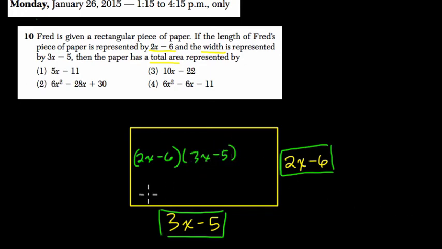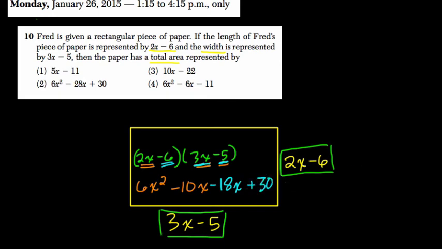To multiply this, I think of distributing 2x to both terms here and here. So 2x times 3x is 6x squared. 2x times negative 5 is negative 10x. Then I distribute the negative 6 to the 3x and the negative 5. So negative 6 times 3x is negative 18x, and negative 6 times negative 5 is positive 30.